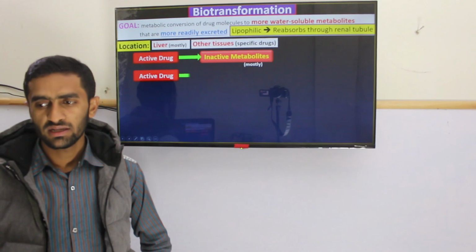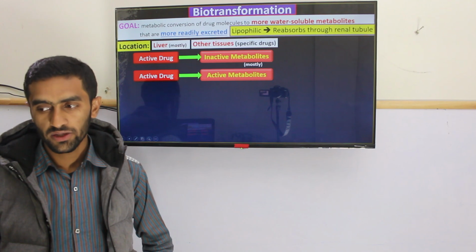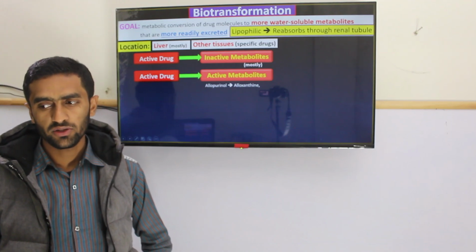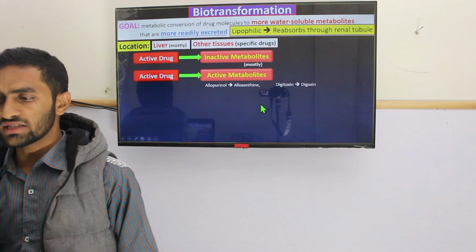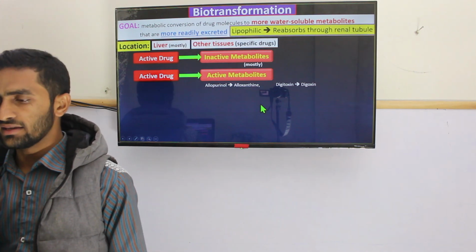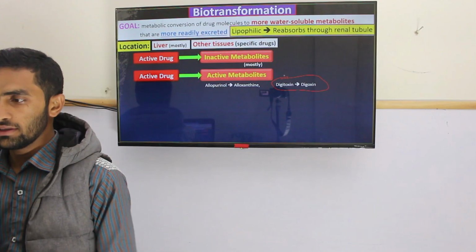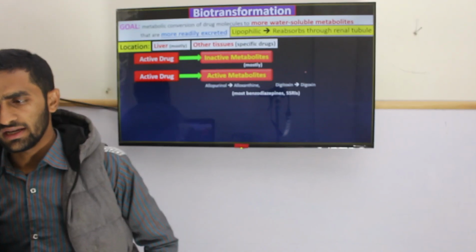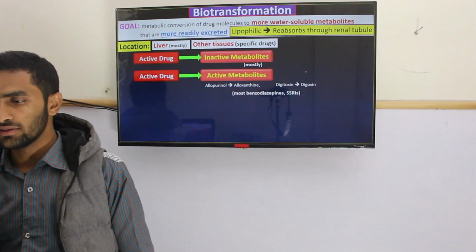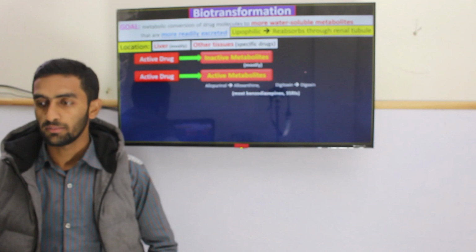But some drugs, if they are active, are sometimes still active after the biotransformation. For example, allopurinol, which is converted into alloxanthine. Another is digitoxin, which is important especially in heart failure patients. Most benzodiazepines or SSRIs still have active metabolites after the biotransformation.